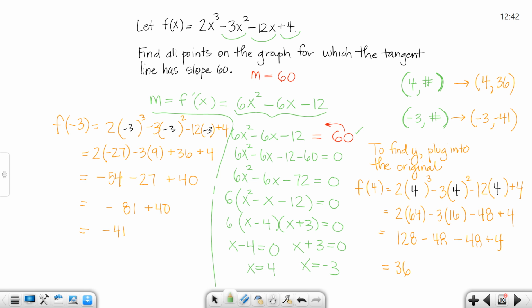But remember, you have to go back and find y, and the way that you find y is you plug into the original. So over here on this right side of the screen, I take 4 and I plug it in. When I plug it in, I should get an answer of 36. So one point would be (4, 36). I then take negative 3 and I plug it into the function, and when I plug it into the function I get a value of negative 41. So the 2 points, this one has 2 points, the 2 points where the tangent line has slope 60 are those 2 points.